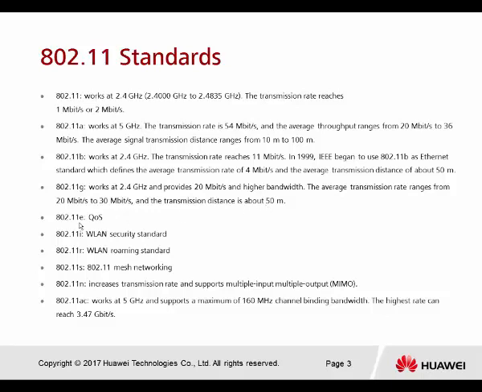Then for the next ones, there are some other features that can be supported by the wireless. 802.11i is for security. R is for roaming. S is for mesh networking. N is another version that is able to support the greatest throughput, and this one supports MIMO technology, which we call multiple input, multiple output. And the last one is the AC. This one works at 5 GHz and supports a maximum of 160 MHz channel bonding bandwidth. And this is the highest rate.